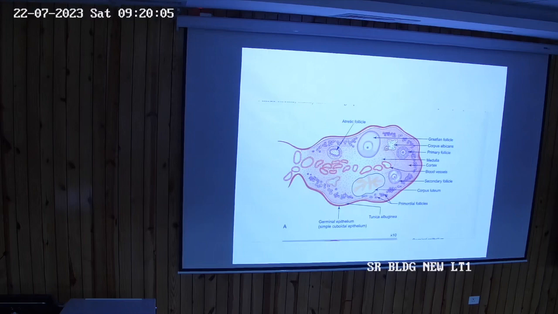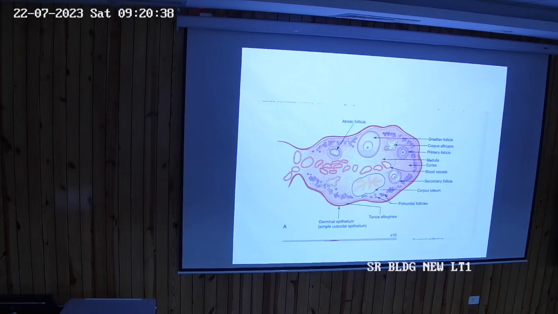The next thing that appears in the granulosa, which is increasing in size, is the fluid part. See this diagram and see this diagram. You are seeing here the empty spaces. These empty spaces are the collection of the fluid. So the fluid is collected in the part of the granulosa cells.